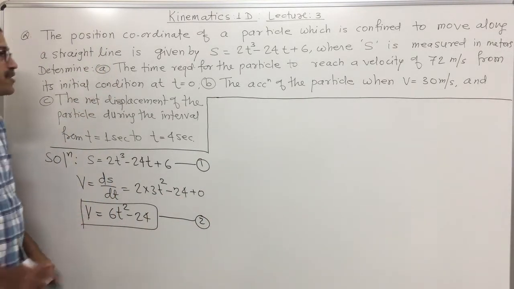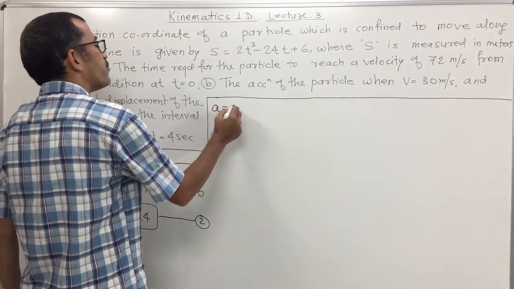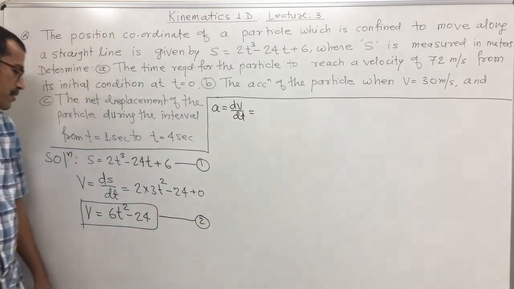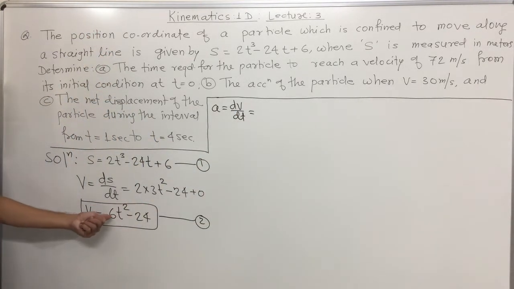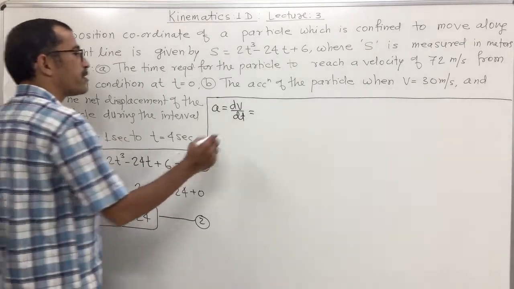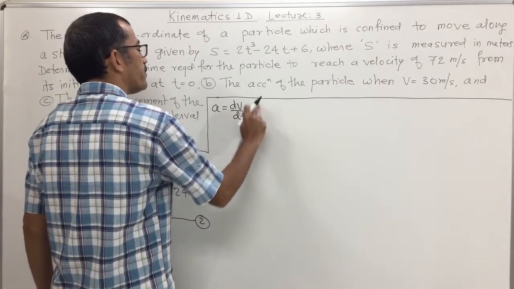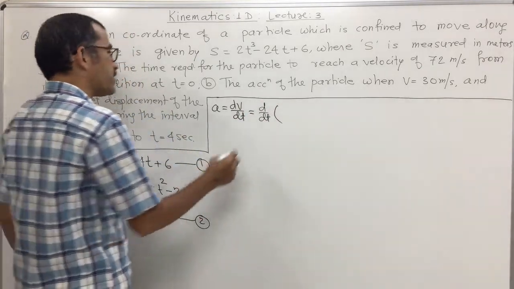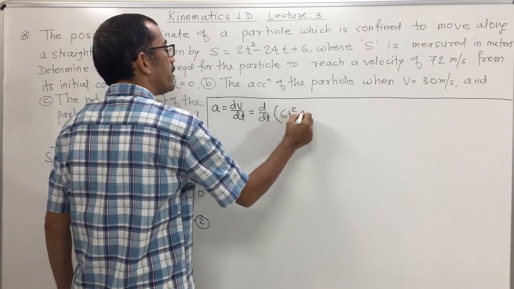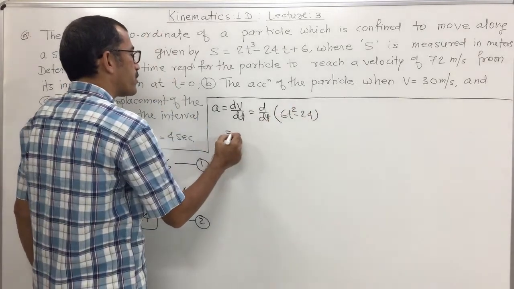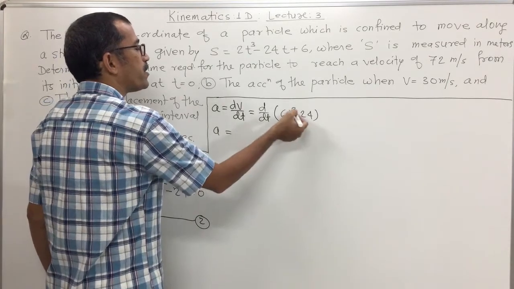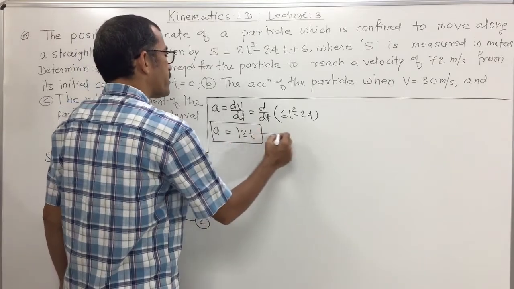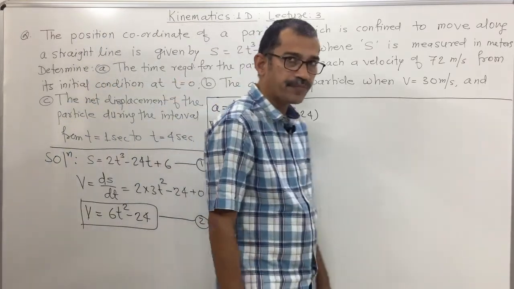If you want the equation of acceleration, a is dv by dt. That means we will differentiate velocity with respect to time t. If we differentiate here, what will we get? 6 into 2, that is 12t. Differentiating d by dt of 6t² − 24, the constant term becomes 0. So a = 12t. This is our equation 3. That means now each and everything is ready.